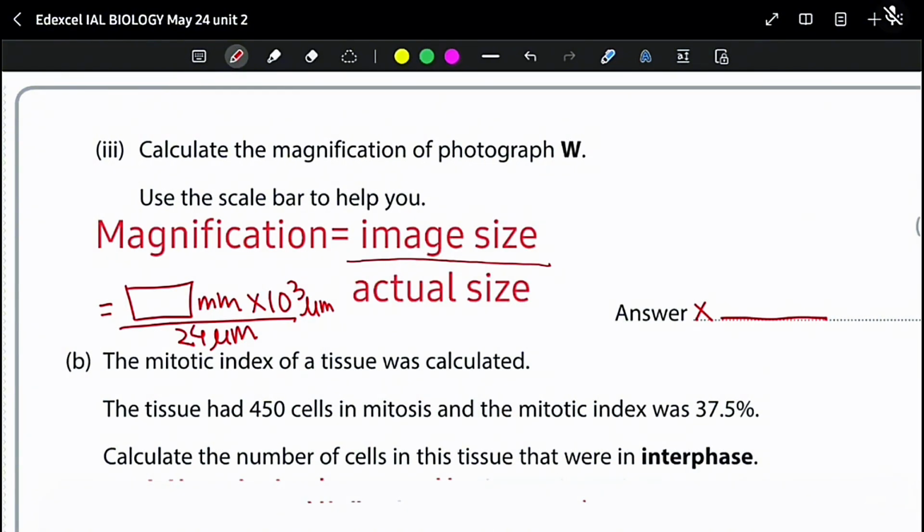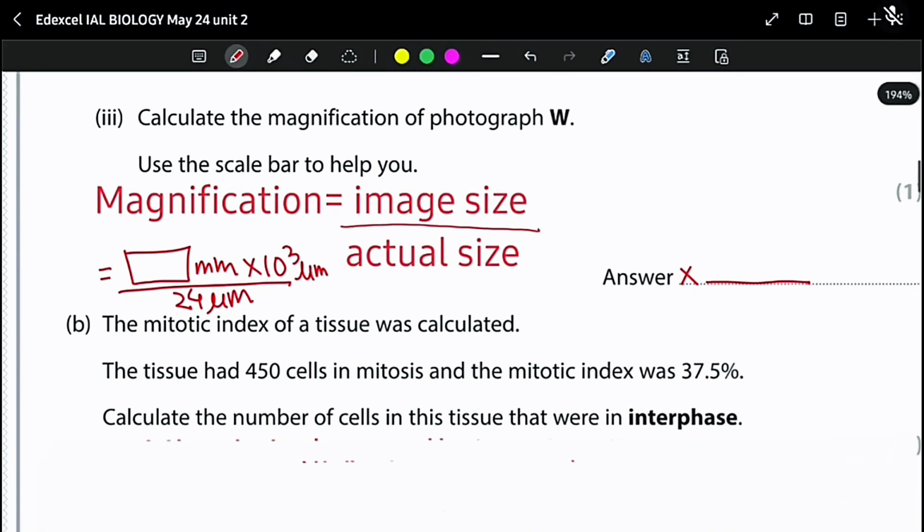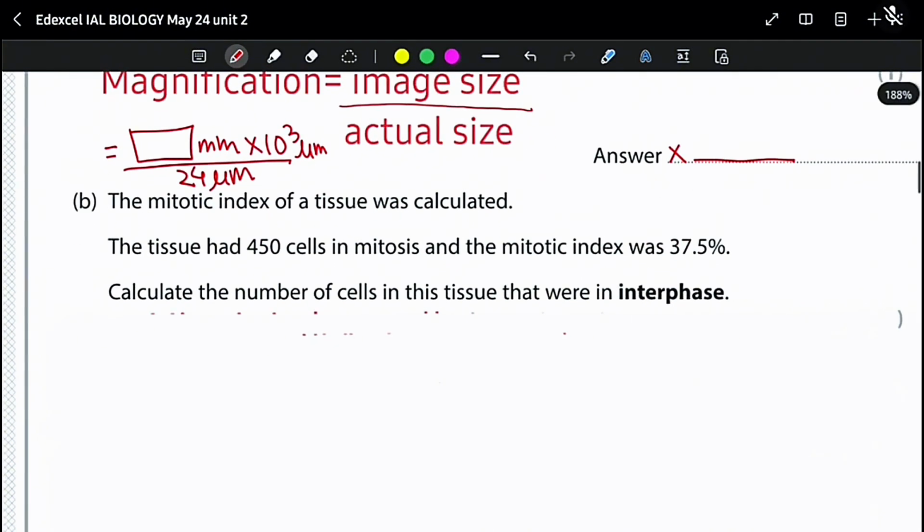Next question. The mitotic index of a tissue was calculated. The tissue had 450 cells in mitosis and the mitotic index was 37.5%. Calculate the number of cells in this tissue that were in interphase.